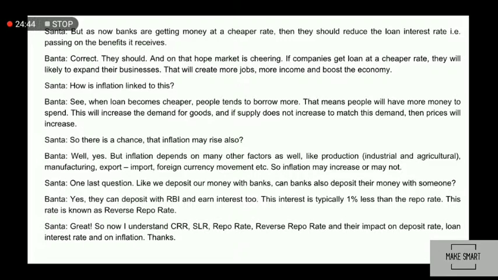Santa says, great. So now I understand CRR, SLR, repo rate, reverse repo rate, and their impact on the deposit rate, loan interest rate and on inflation. Thank you. Banta says welcome. I think Santa understood the CRR, SLR, repo and reverse repo in the story. I hope you also understand clearly what these four tools of the RBI are.